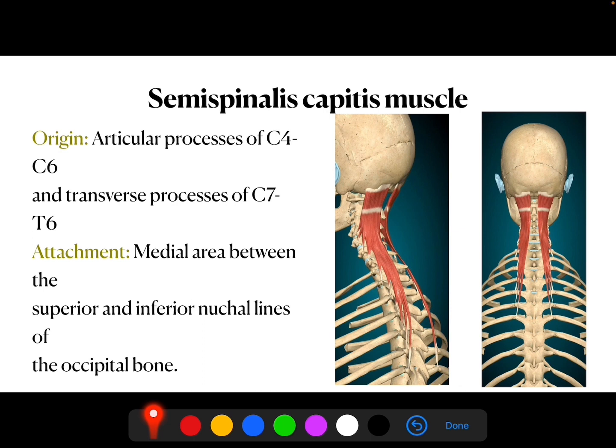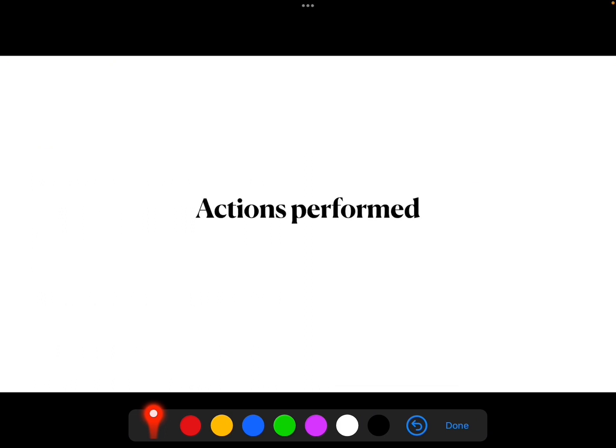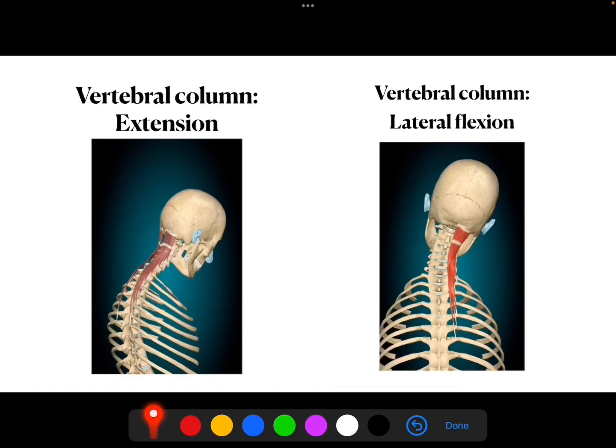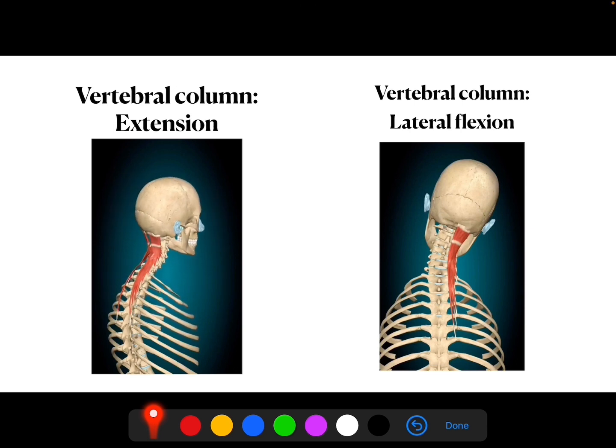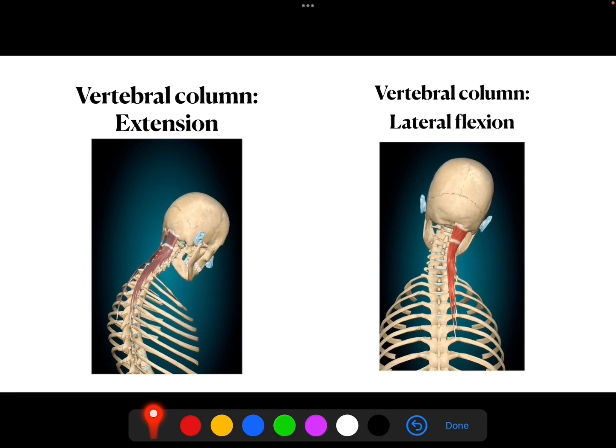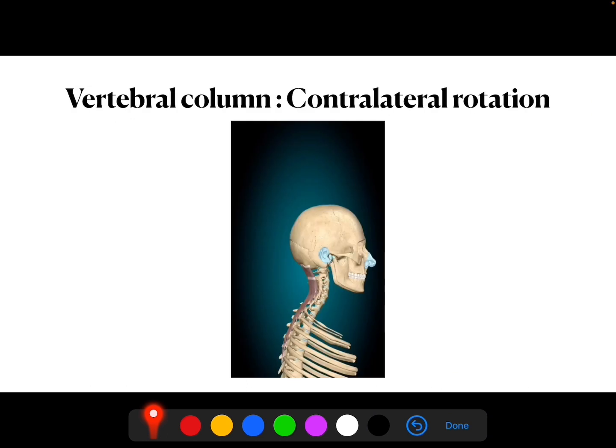Semispinalis capitis muscle. It originates at the articular processes of C4 to C6 and transverse processes of C7 to T6. It attaches at the medial area between the superior and inferior nuchal lines of the occipital bone. Actions performed by this muscle: extension of vertebral column, lateral flexion of the vertebral column, contralateral rotation of the vertebral column.